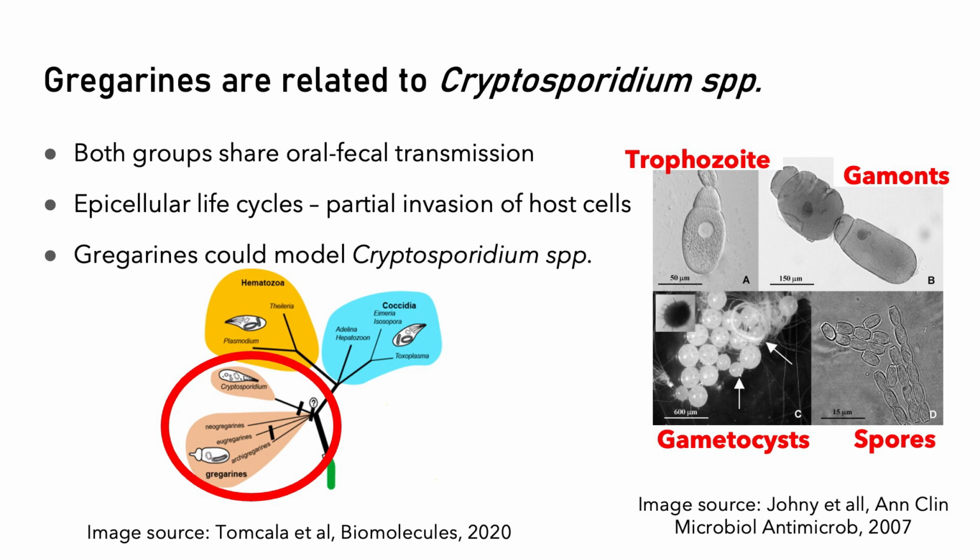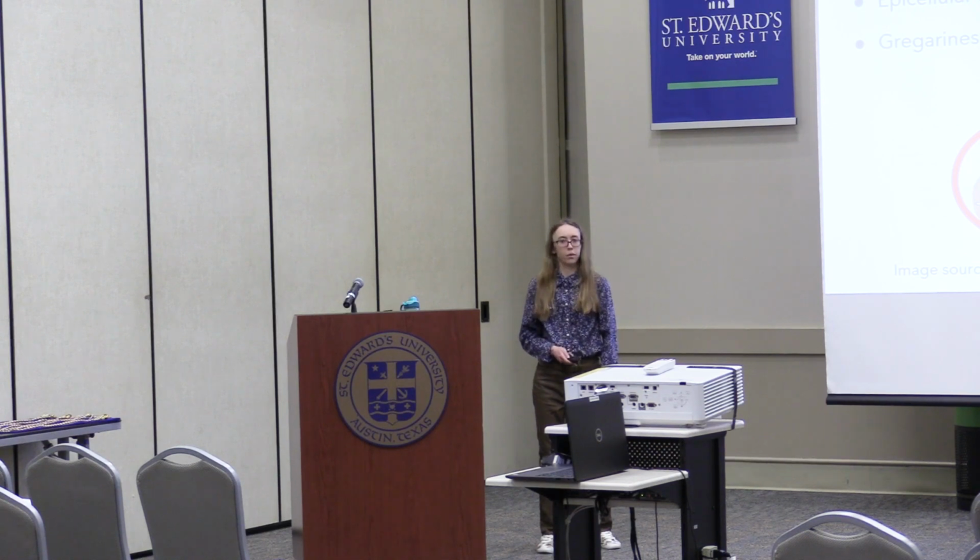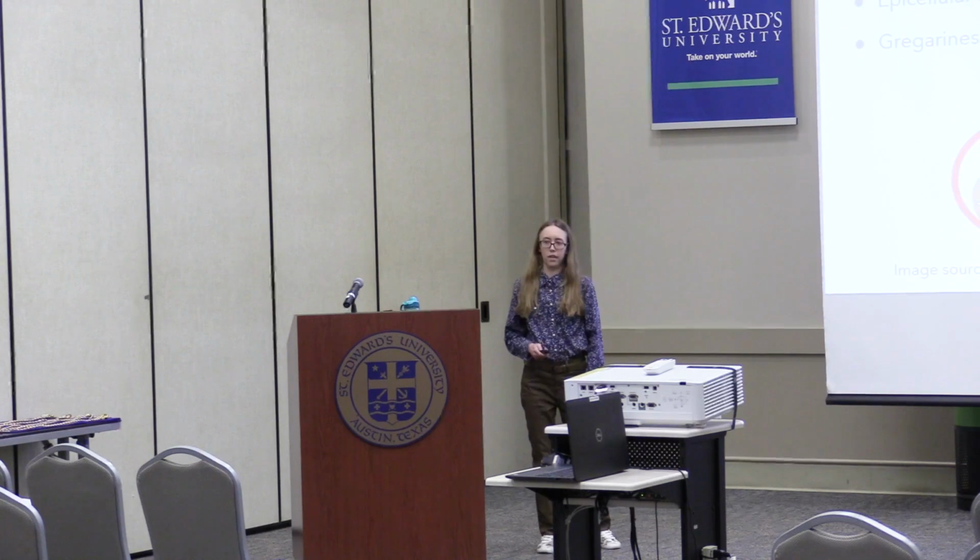One group that we have found is the Gregarians. You can see they are very closely related to Cryptosporidium, and so they're pretty similar. They both have an oral-fecal transmission route, and they both have an epicellular life cycle stage. So they are partially invading the cells, they don't get fully engulfed. And so we would like to use this as a model.